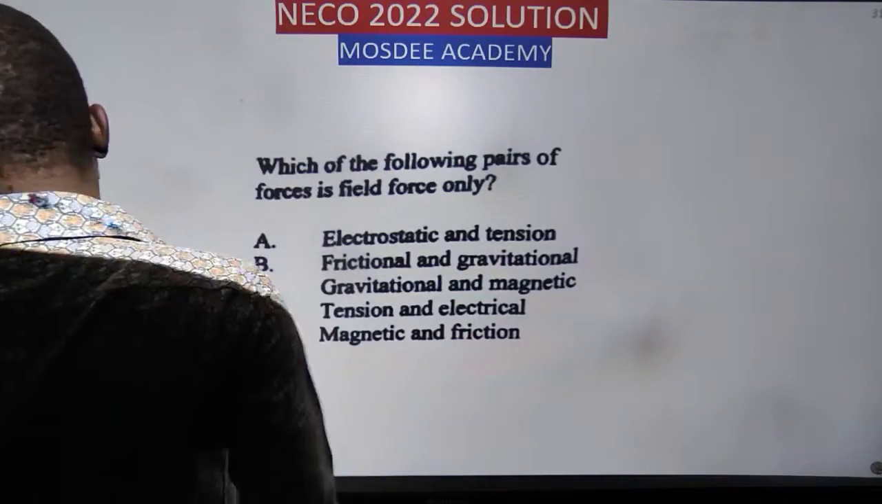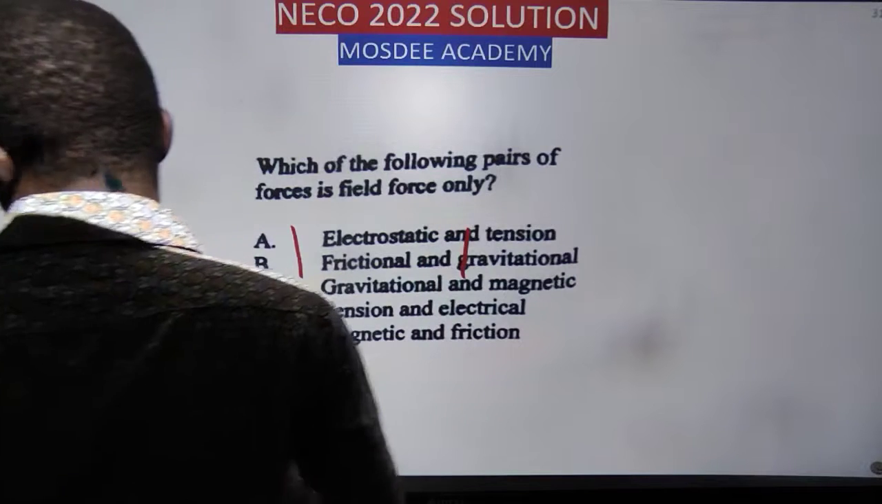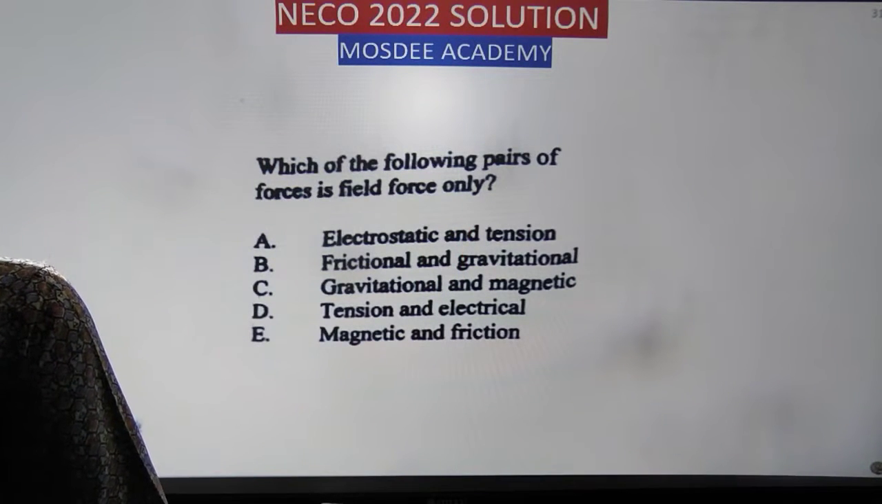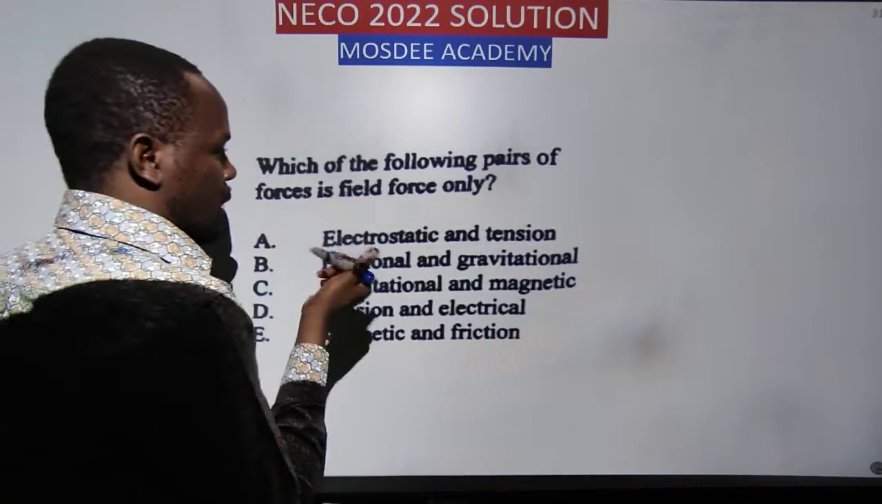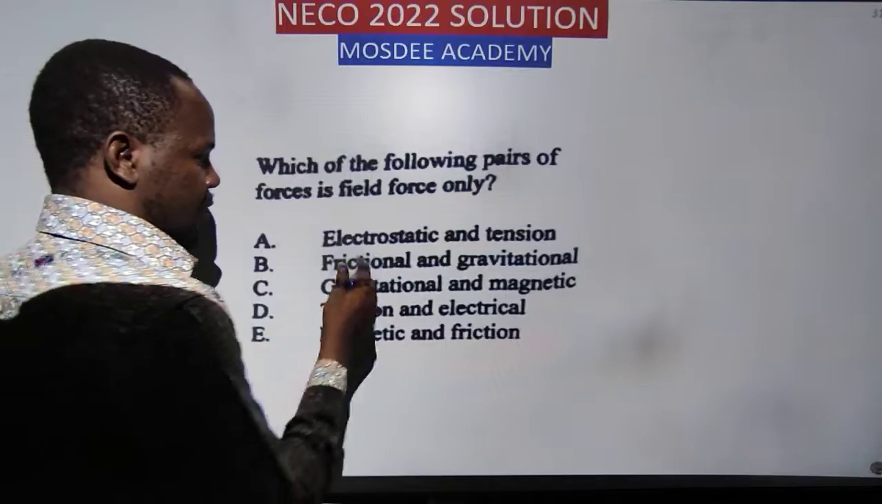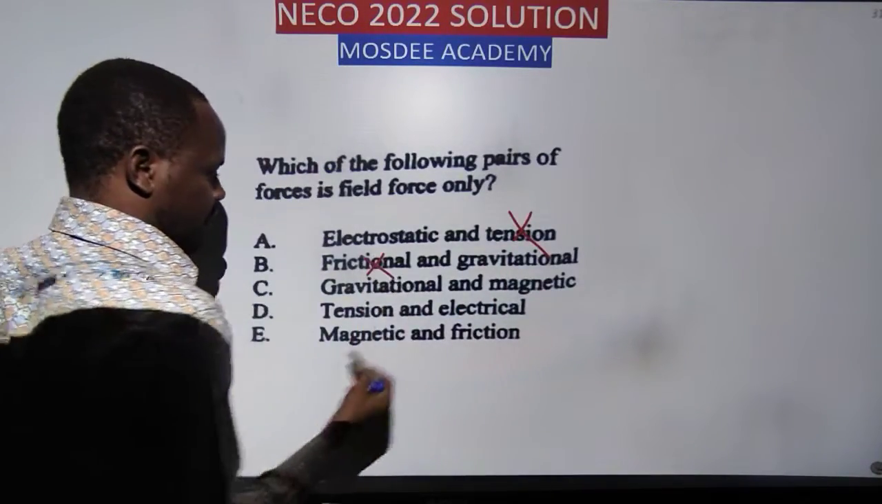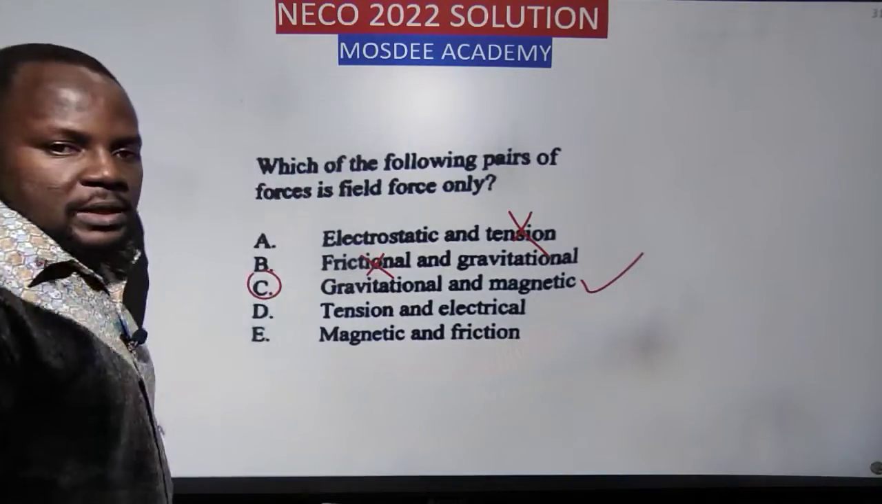Which of the following pairs of forces is field forces only? You know, guys know what we call field forces. Electrostatic and tension. Tension is not a field force. Friction is not a field force. Gravitational and magnetic is correct, as you know them. Let's move on. Next one.